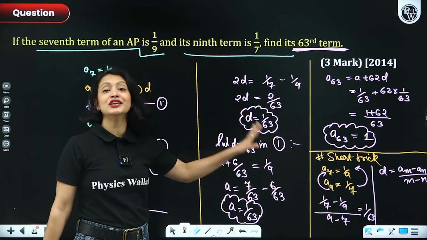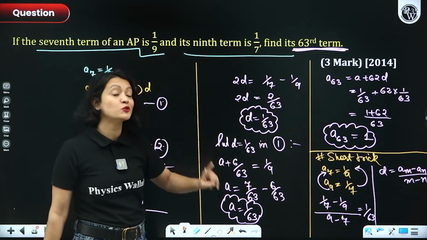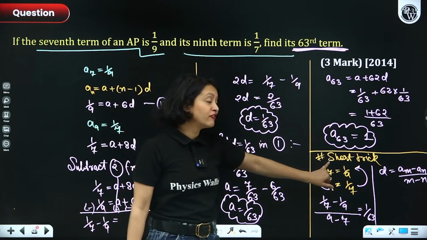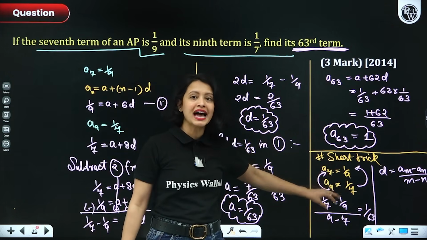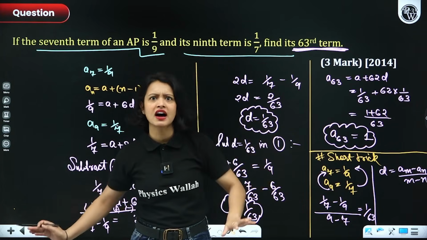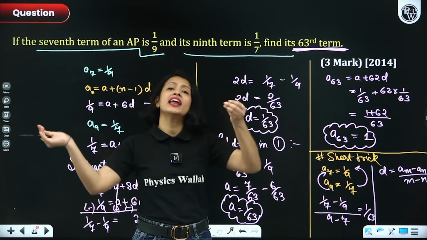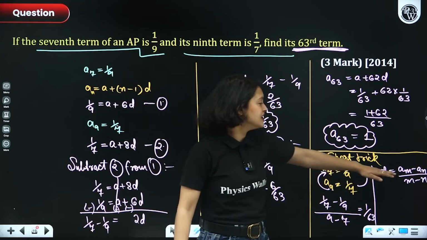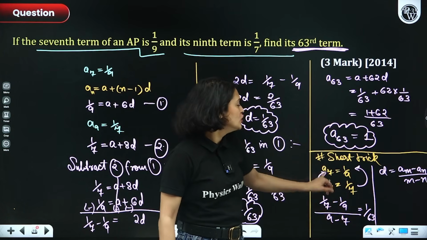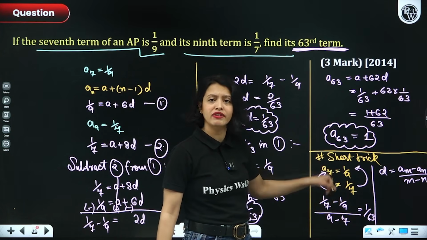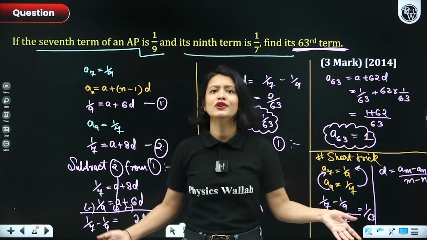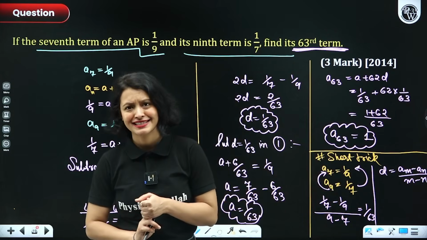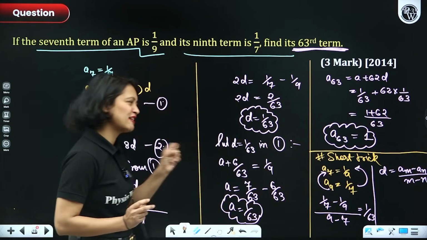So this is something you can use in MCQ type questions where you are given two terms, and let's suppose common difference is asked, or the value of a is asked, or any other term's value is also asked. You can find the common difference directly, right? And if you find the common difference directly, you can just plug the value of d in any one equation and find the value of a. You will not have to solve the pair of linear equations. So I hope this is helpful for all of you.